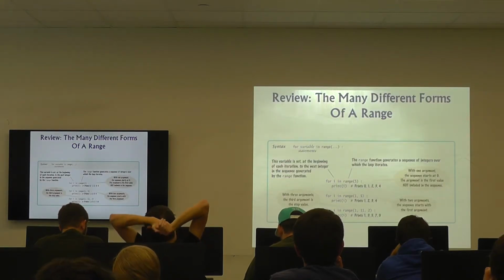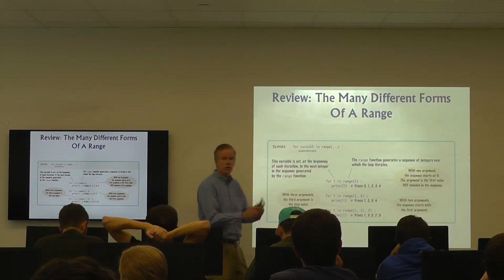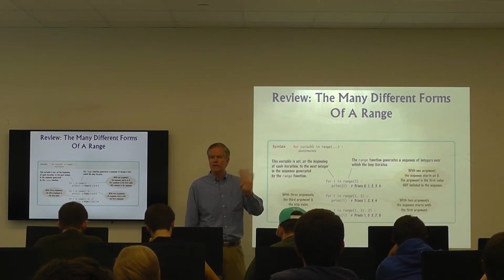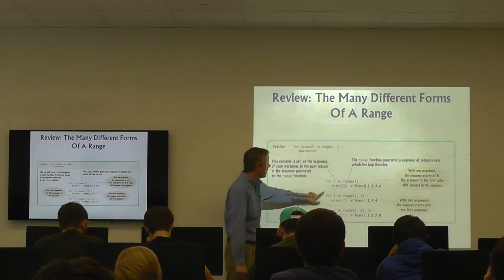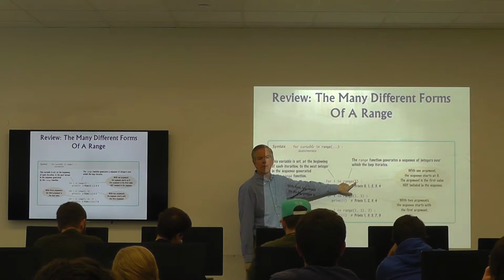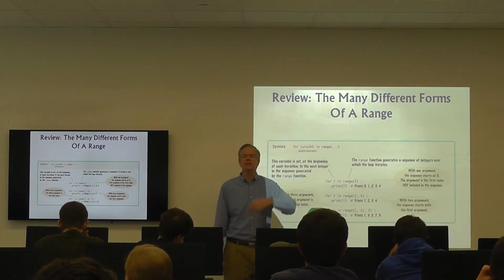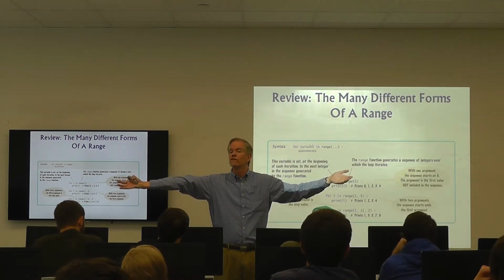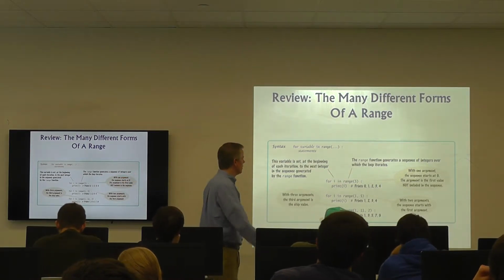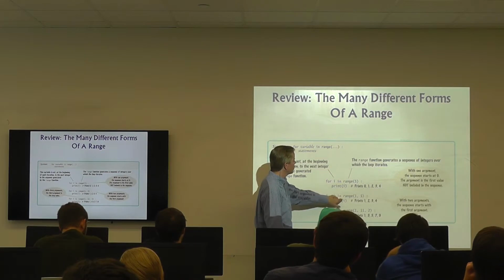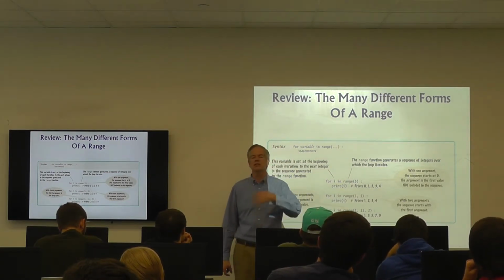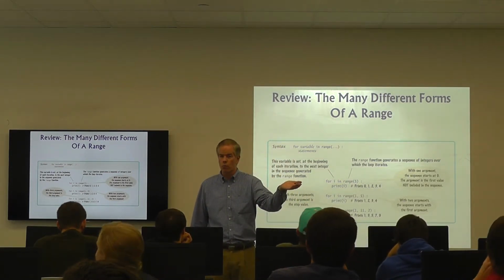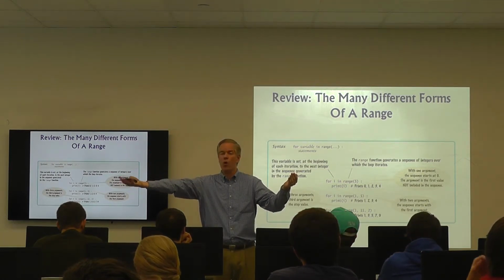Ah yes, the many different forms of range. So there's 3 different forms of range. Let's just quickly go over them so they're stuck in your brain. First one is range where it has a single number, 5. What that means is it's going to start at 0 and it's going to go up to 4. That's exactly right. The 2-value one, for I in range 1 to 5, means it's going to start at 1 and go up to 4.